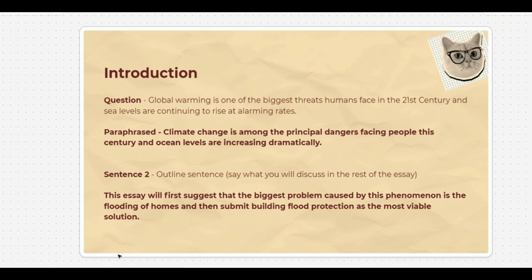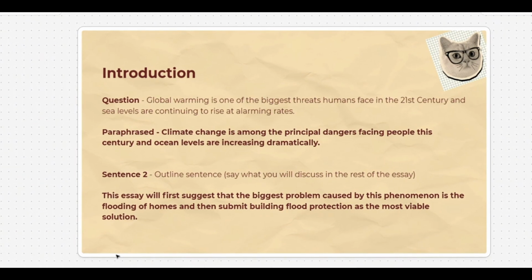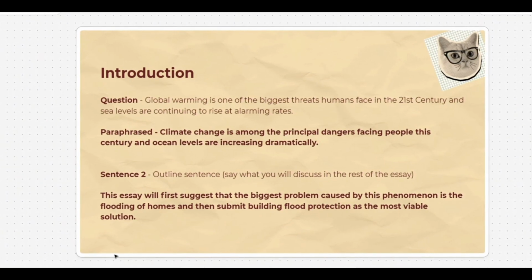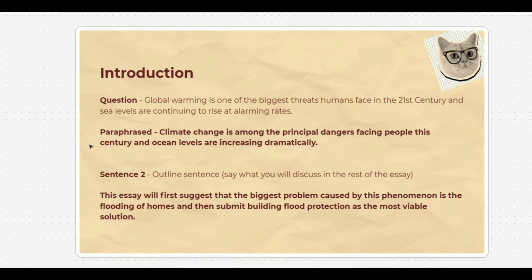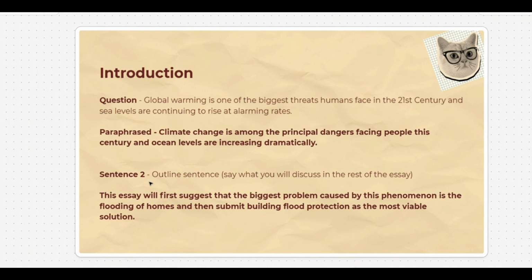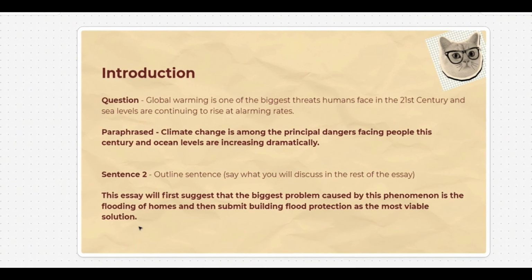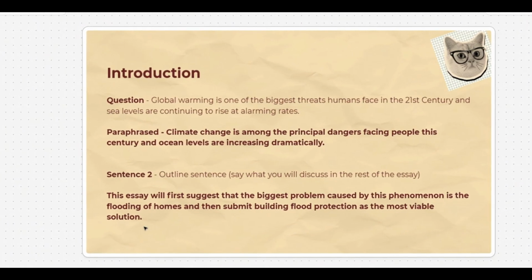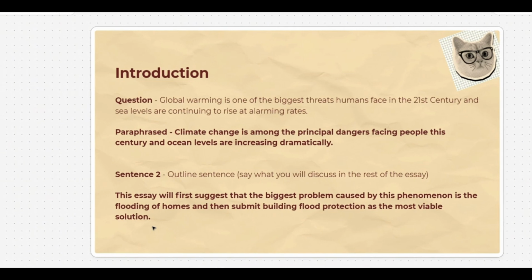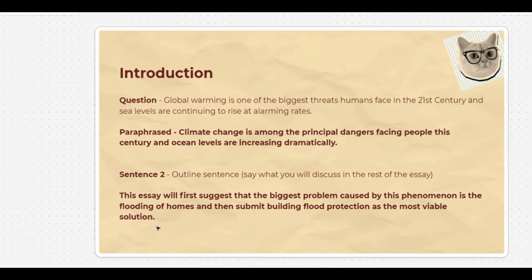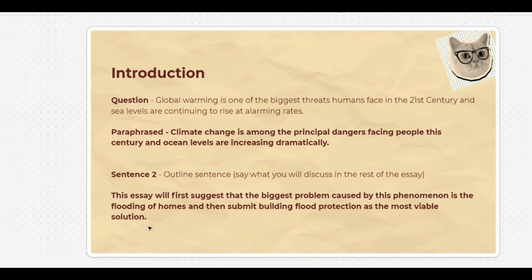And our example question is about global warming and rising sea levels. Global warming is one of the biggest threats humans face in the 21st century, and sea levels are continuing to rise at alarming rates. And our paraphrase sentence is: climate change is among the principal dangers facing people this century, and ocean levels are increasing dramatically. And for the second sentence, which is our outline sentence, where you need to say what you will discuss in the rest of the essay, it can be written like this. The essay will first suggest that the biggest problem caused by this phenomenon is the flooding of homes, and then submit building flood protection as the most viable solution. And that's it.